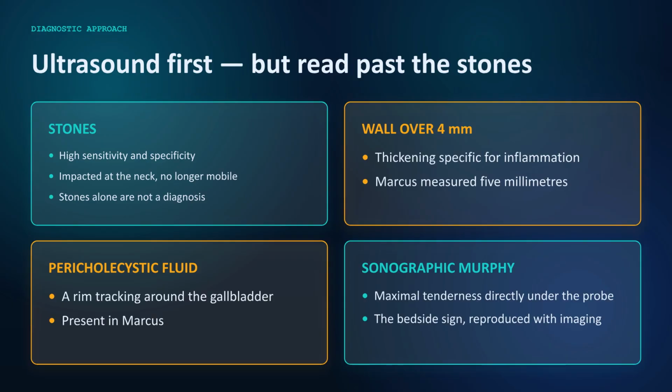Marcus has all four. A wedge stone, a wall of 5 millimeters, fluid around the gallbladder, and pain right under the probe. One practical tip. Ask the sonographer directly whether the Murphy sign was positive under the probe. It is often left out of the written report.